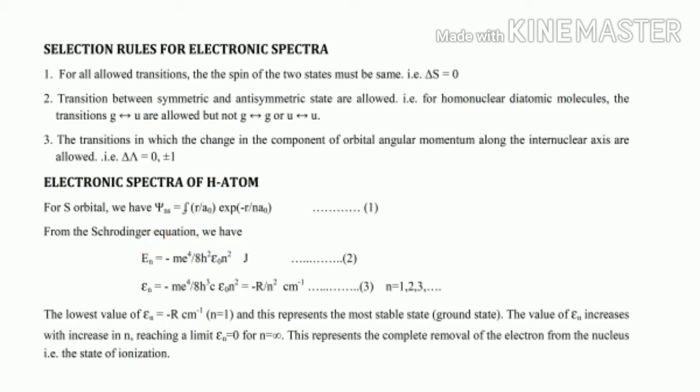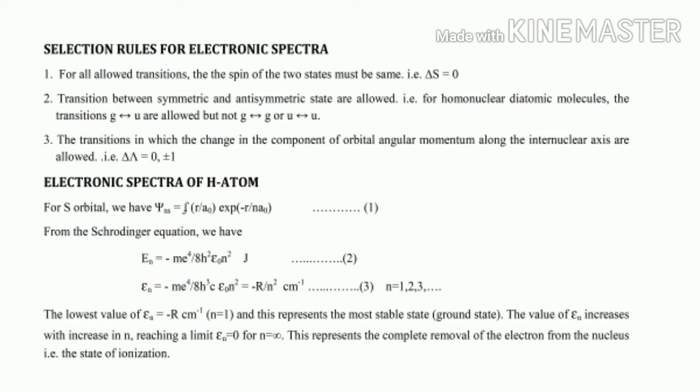Now if we convert this energy in joule into centimeter inverse, then we can write epsilon n is equal to minus m e to the power 4 divided by 8 h cube c epsilon naught square n square, which is equal to minus R by n square centimeter inverse, where n is equal to 1, 2, 3 and so on. Give it equation number 3. Here epsilon naught is the vacuum permittivity and R is called the Rydberg constant.